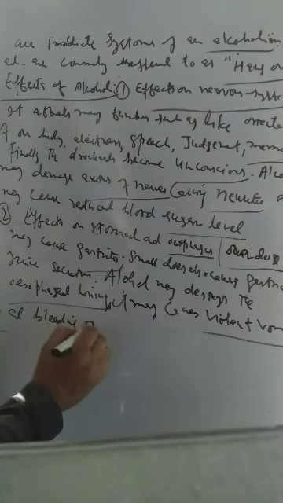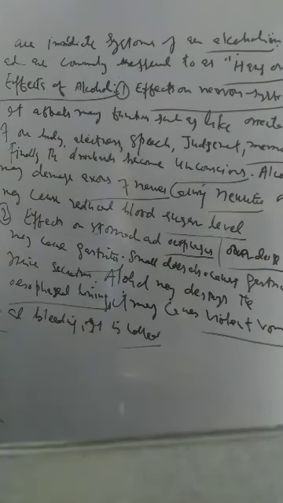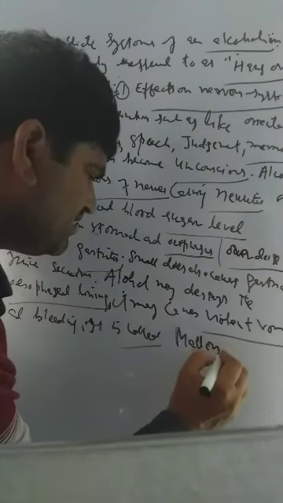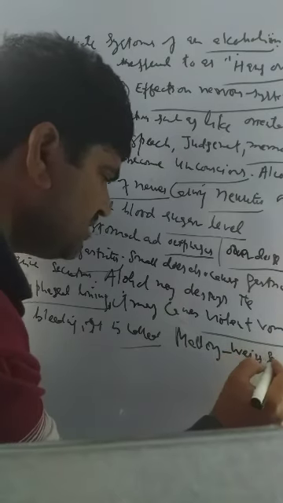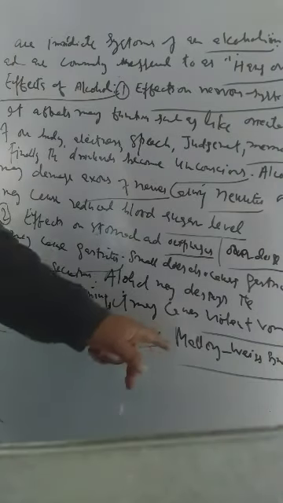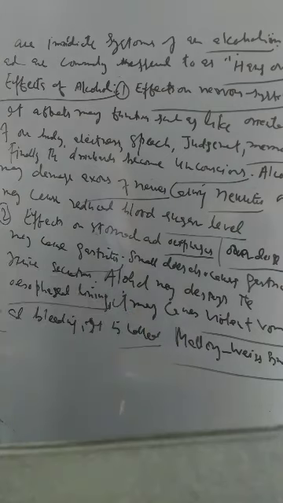When there is violent vomiting and bleeding of the stomach, we write it is called Mallory-Weiss syndrome.